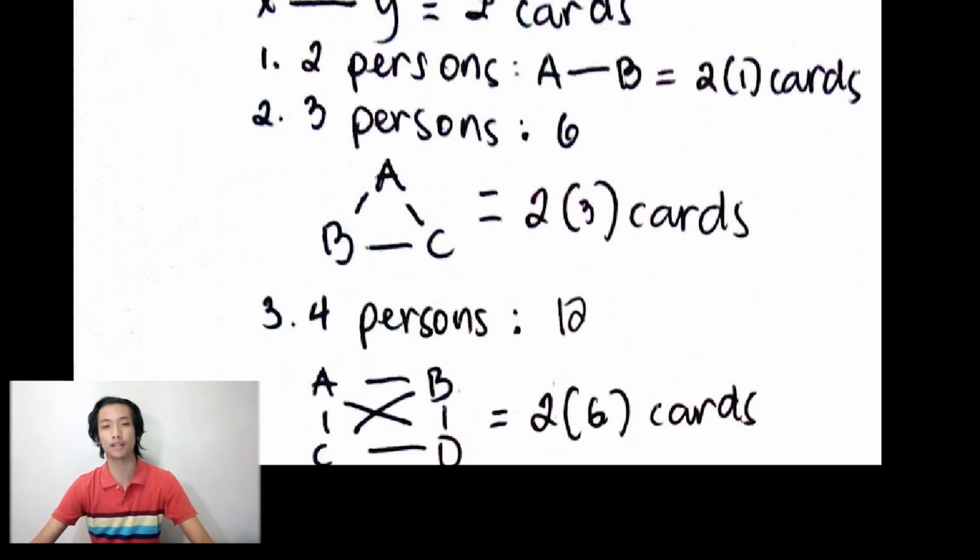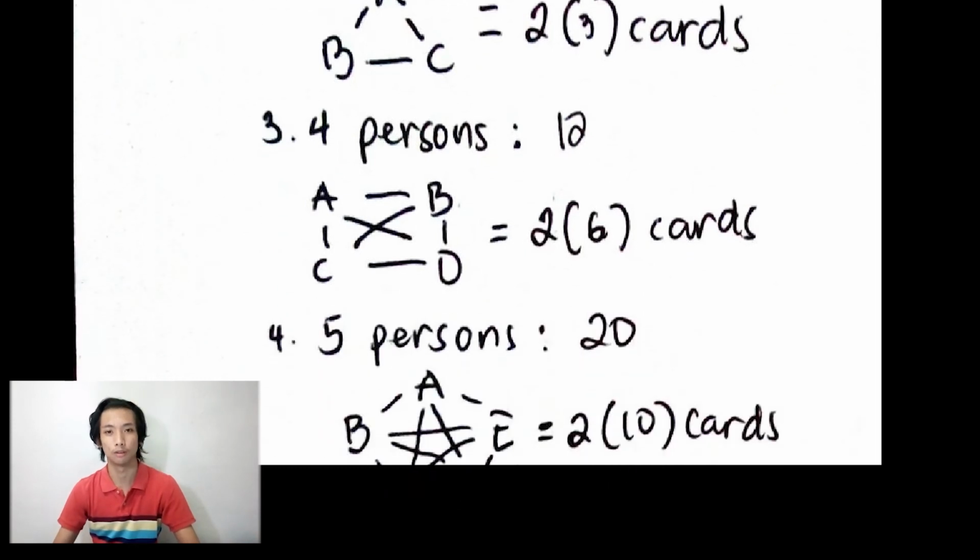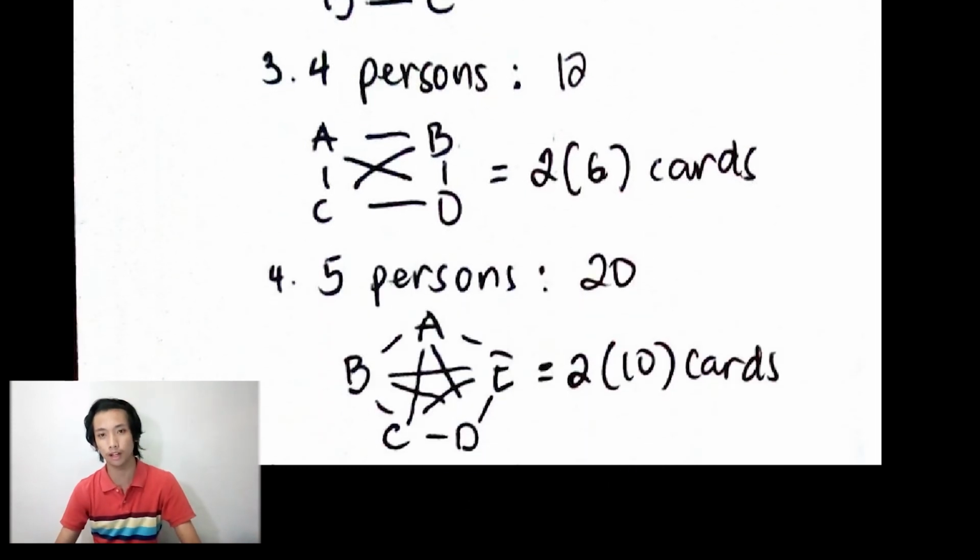For 4 persons, the total number of cards exchanged is 12, since the total number of created lines between all of them is 6. For 5 persons, the total number of cards exchanged is 20, since the number of created lines between all of them is equal to 10. 10 times 2 is equal to 20.